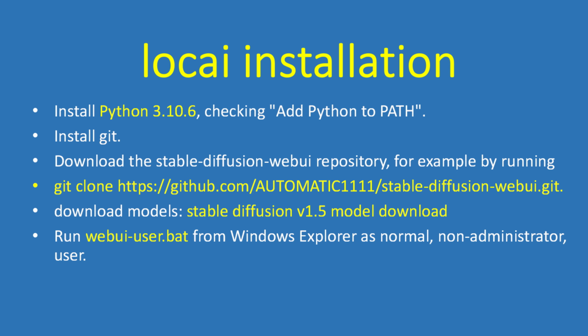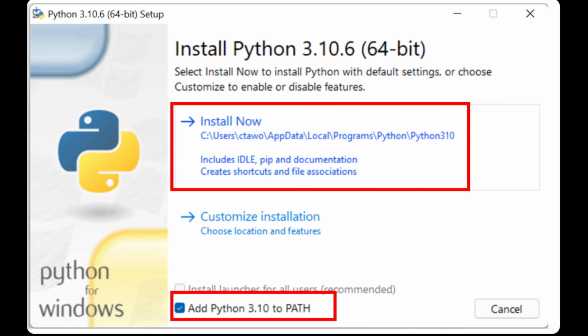First, you should install Python 3.10.6. Be careful not to install the latest Python 3.11 version, otherwise it will not work. In the process of installing Python, pay attention to choose to add Python to the system path. For Windows, check Add Python to Path.